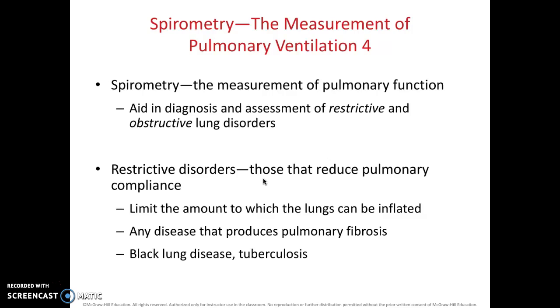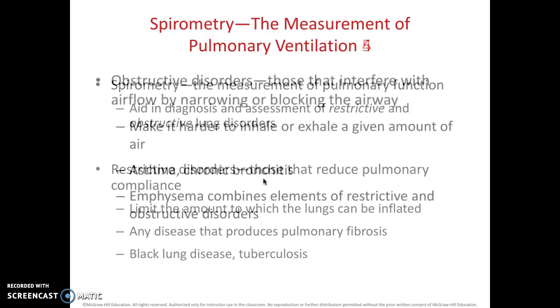Like I said, spirometry is the measurement of pulmonary function, and this aids in diagnosis and assessment of restrictive and obstructive lung disorders. Restrictive disorders are those that reduce pulmonary compliance, and they limit the amount to which the lungs can be inflated. Remember, pulmonary compliance is how well the lungs are able to be filled. So this is any disease that could produce pulmonary fibrosis, meaning any kind of scar tissue within the lungs. This could be found with black lung disease or tuberculosis.